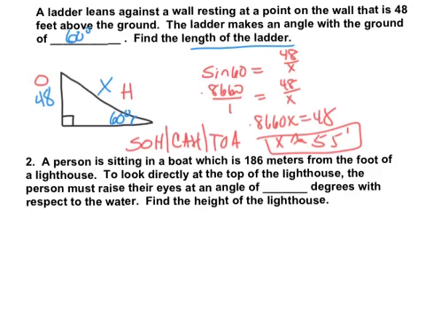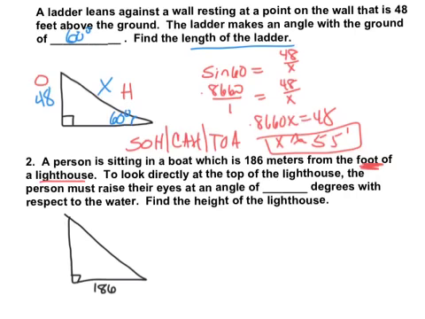So the next one, a person is sitting in a boat, and that boat is 186 meters from the foot of a lighthouse. So this word sometimes creates some confusion. Your feet are on the ground, right? So the foot of a lighthouse is at the bottom of the lighthouse. So here's my triangle again, and it's 186 meters away from the foot of the lighthouse. So the 186 has to be at the bottom, because we're going to put the boat down here. The boat's here. The lighthouse is over here.